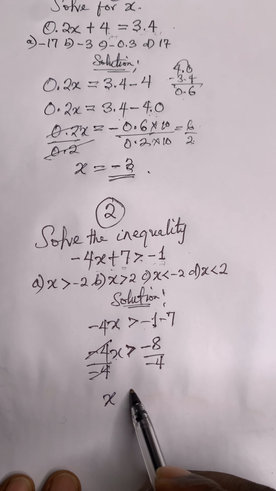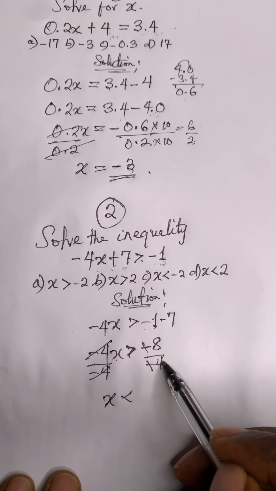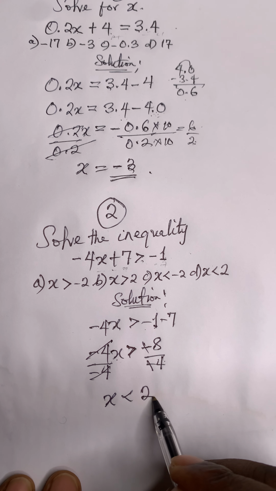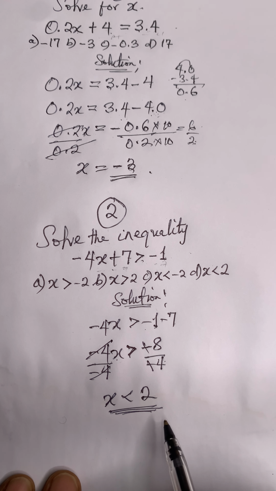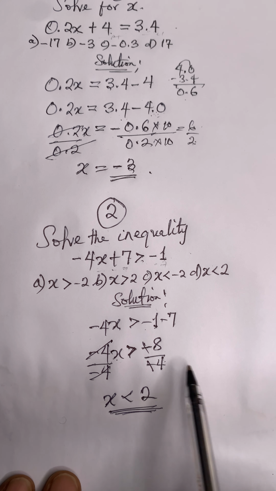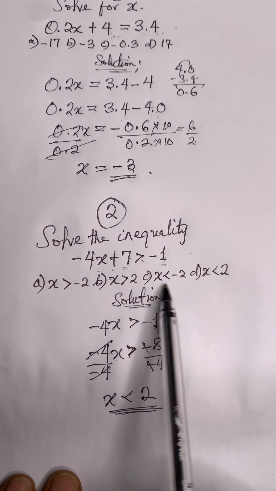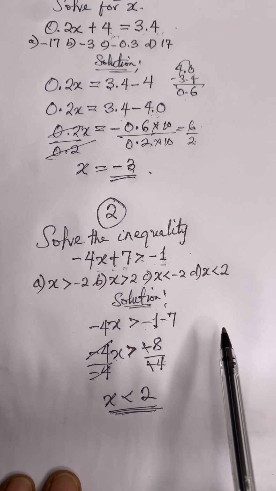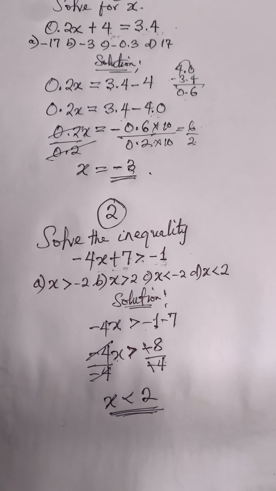So this cancels out. x now becomes less than. This and this cancel. 8 divided by 4 gives you 2. So this is the final answer to this particular problem, and I hope you found it helpful. Which option is best? Which of the options is the correct option? To check it out, I think it is number D. All right, so let's look at another problem.